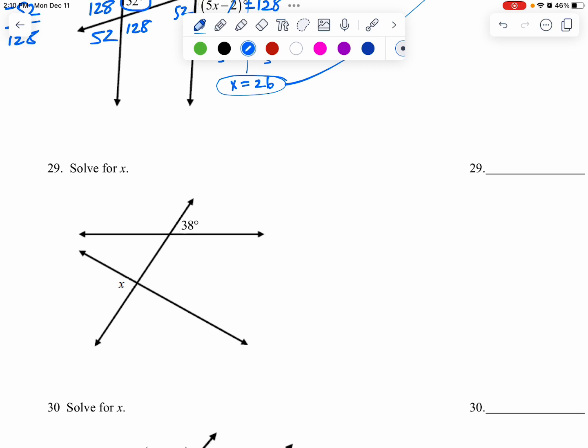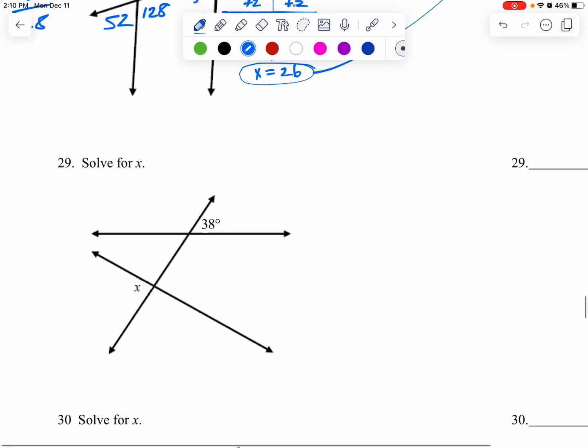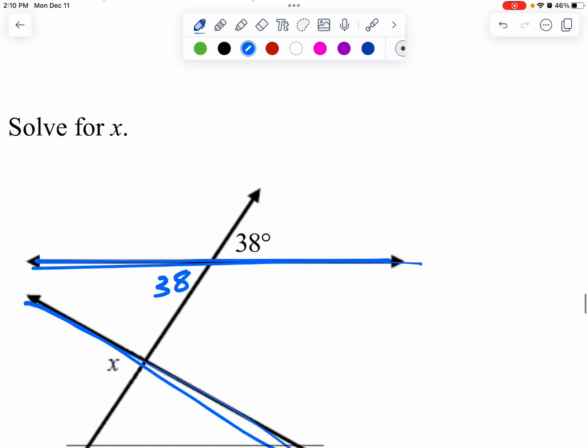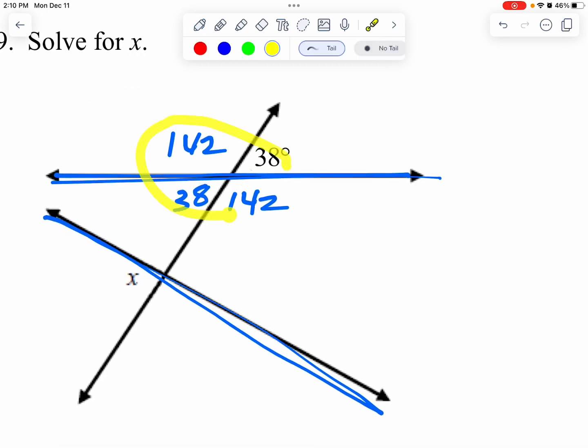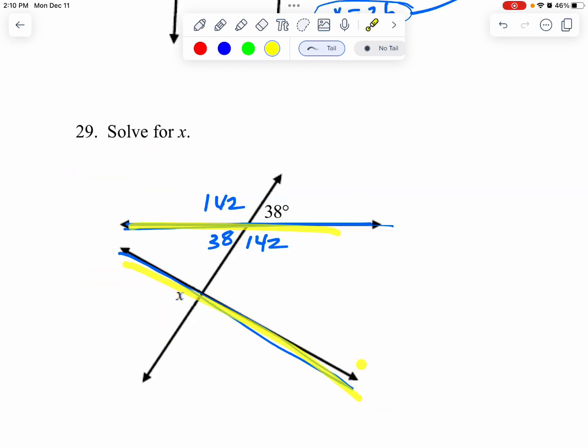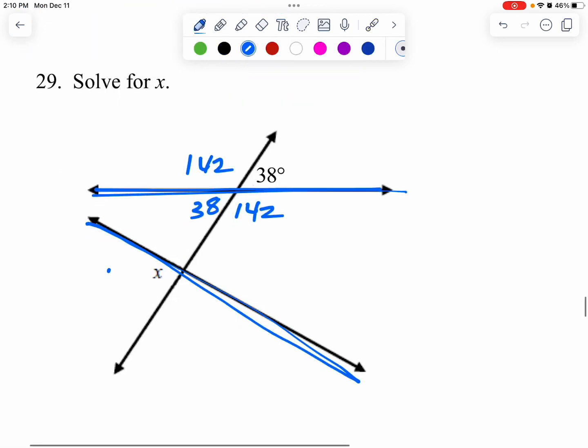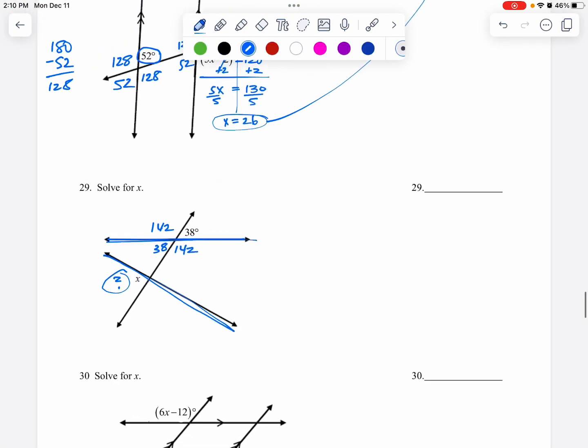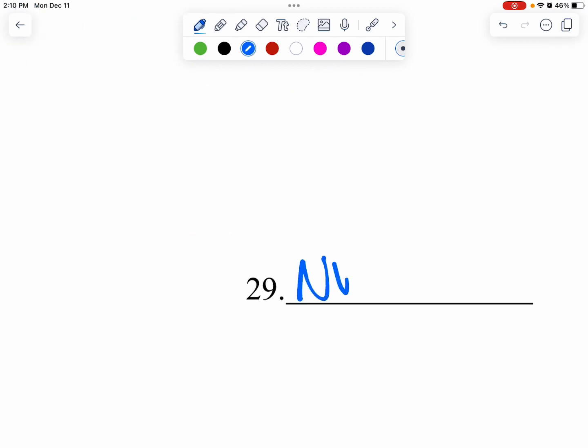Solve for x. Do these lines look parallel? They do not look like train tracks. I know this is 38, and I can find this one by subtracting from 180 minus 38, which gives me 142 and 142. These four do not go down here because I do not know that these lines are parallel. In fact, they definitely don't look parallel. So I don't think we have enough information. Wow, not enough information.